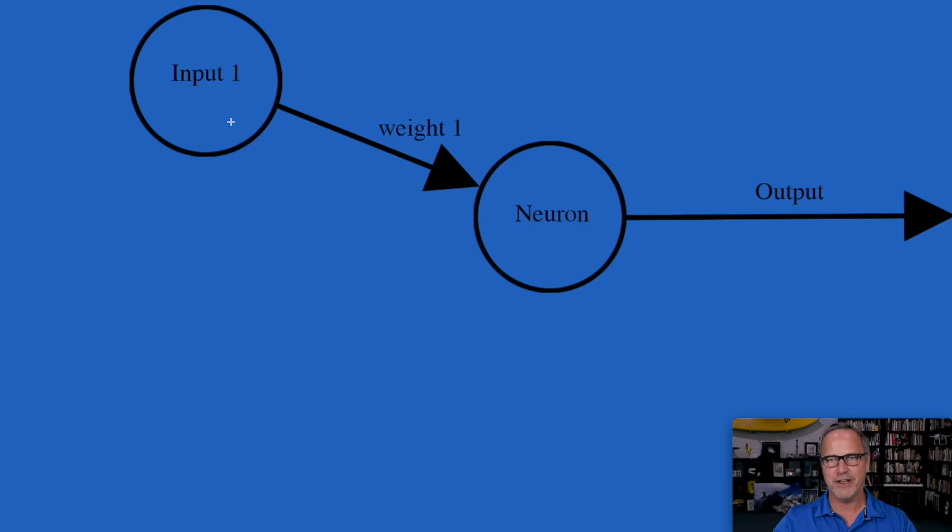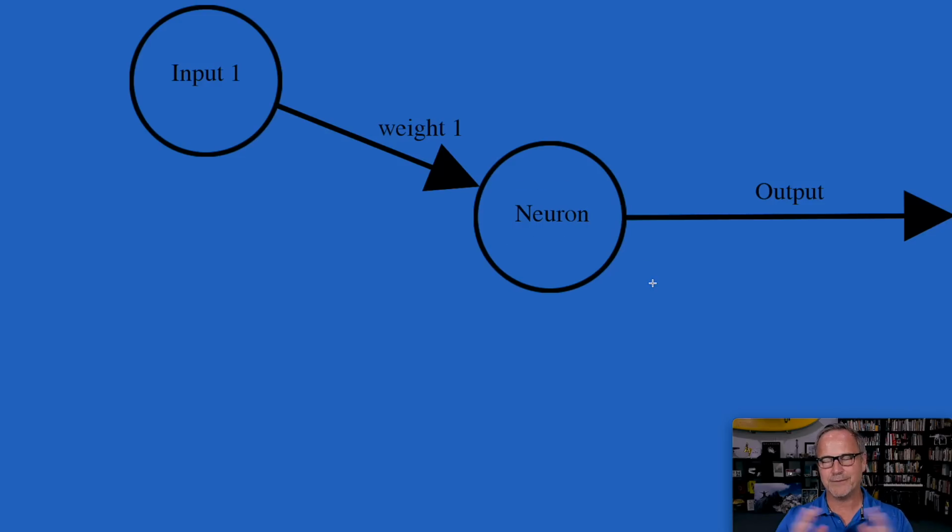So input one might have a number that it feeds to the neuron, and let's say the number is one. It feeds the number one to the neuron. Then there is a weight one, which is associated with that input number one, and maybe weight one is the number two. And all this neuron does here is multiply those two numbers together. It says weight one times input one, which I said was one times two, and those things together are two.